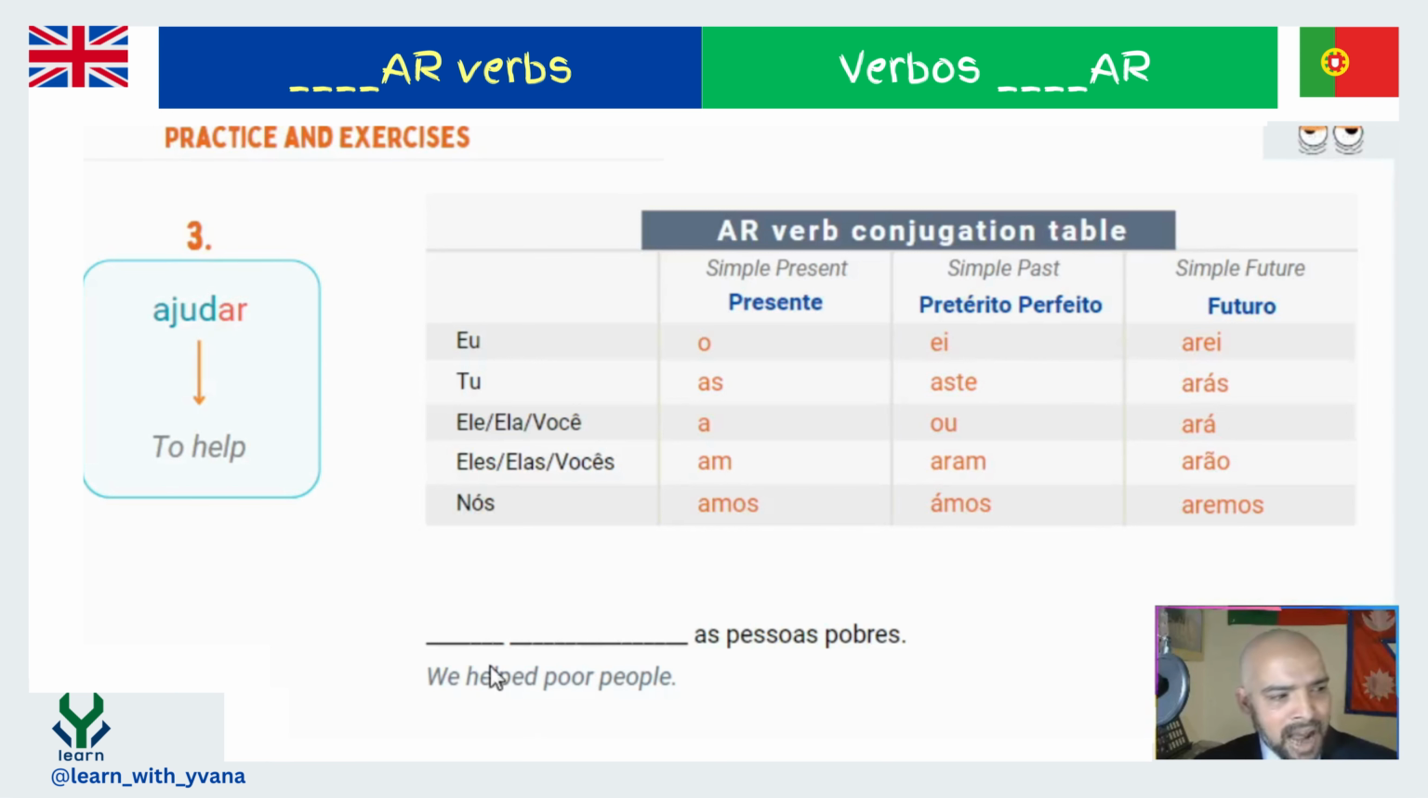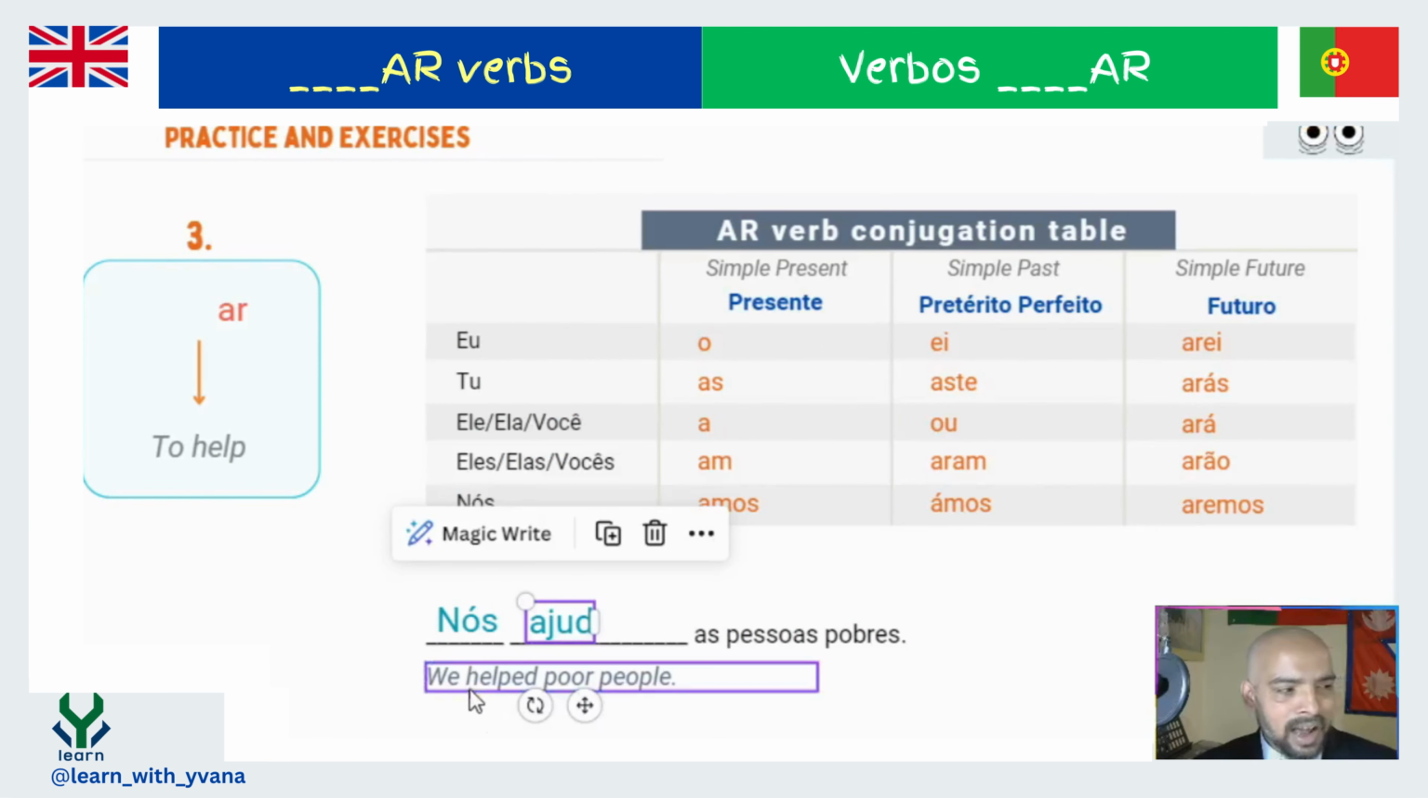So here, if I want to say that we helped poor people, how can I say? We helped poor people, right? So poor people means pessoas pobres. But if you don't know this word, that's fine. But if you want to say we, the we is the pronoun nós, N-O-S, nós. Nós means we. So we means nós, right? Nós. So we just take this AJUD from here and we helped, right?